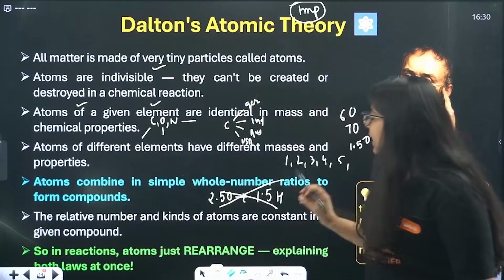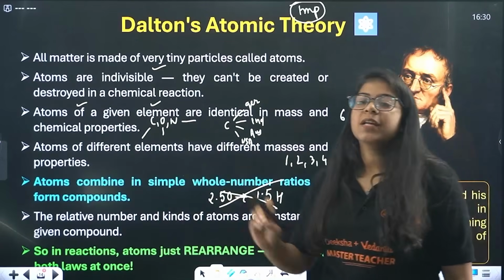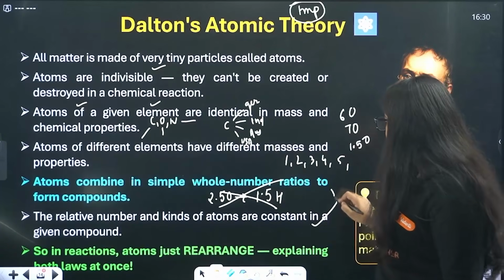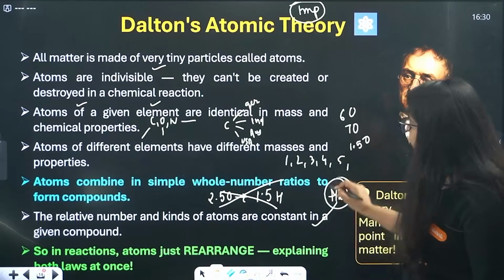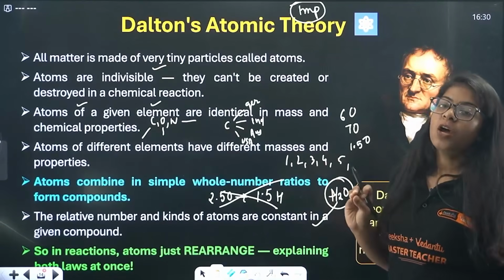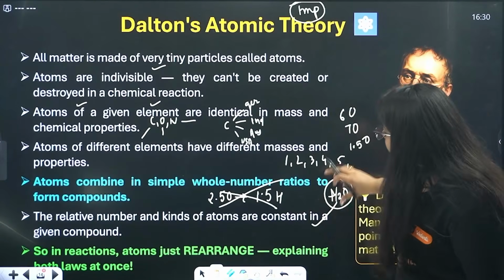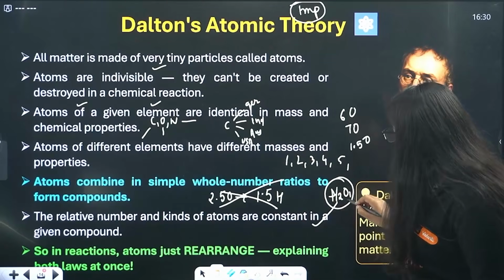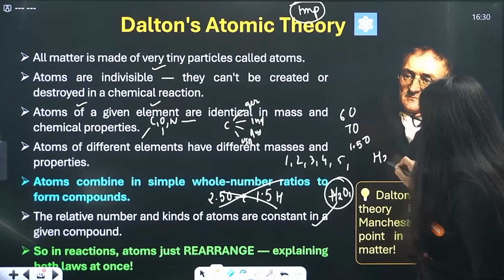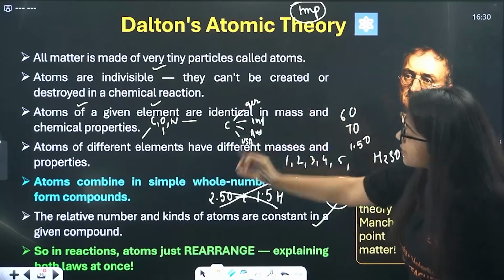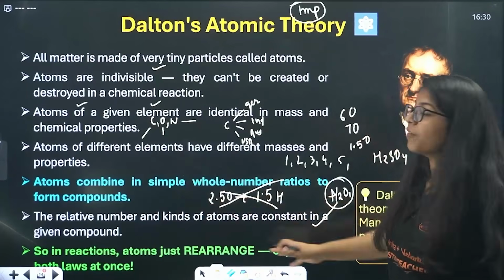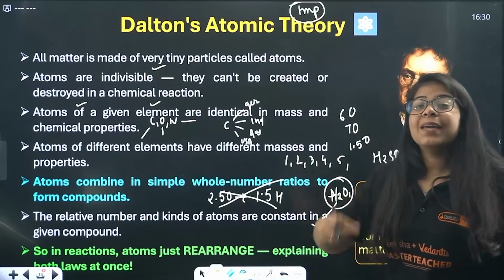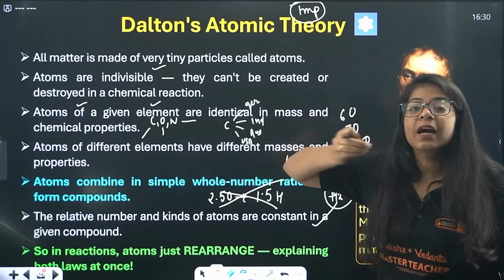The relative number and kinds of atoms are constant in a given compound. Again, the law of constant proportion. In H2O, there will always be 2 atoms of hydrogen and 1 atom of oxygen. That is a compound, and it will remain like that anywhere we find water. So the relative number, this is 1, this is 2, and let's say this is H2SO4, will remain the same everywhere. The kind of oxygen atom we have will be the same everywhere in that given compound.